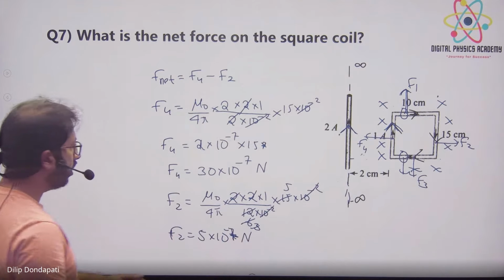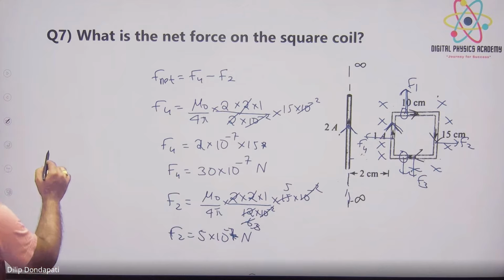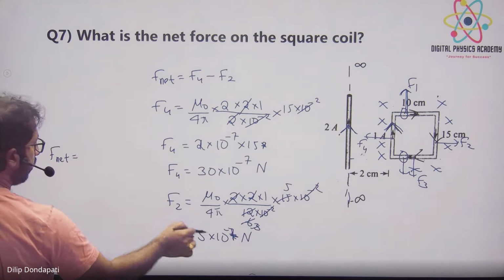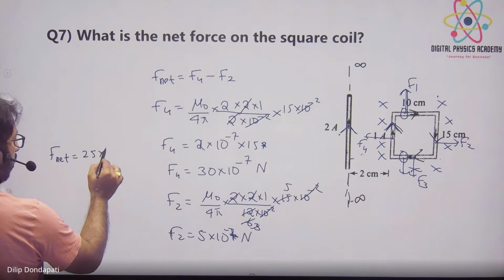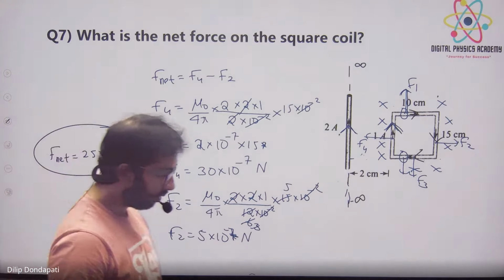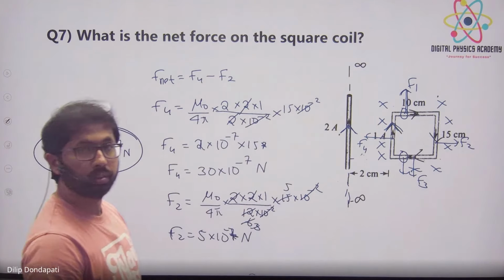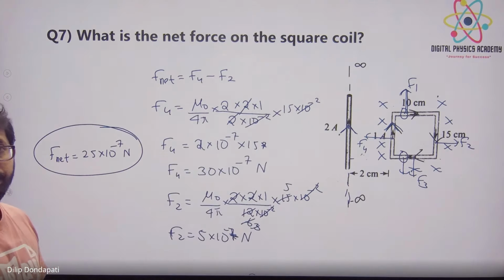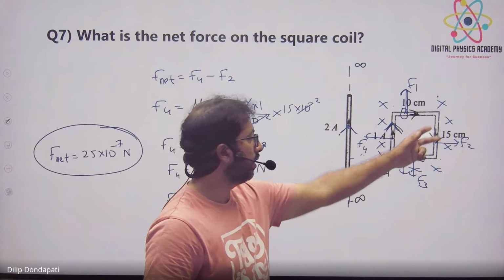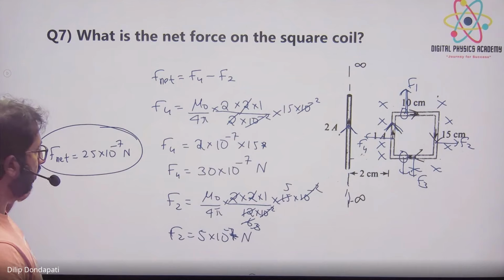Newton. Now separate. This one is this. So net force is 30 minus 5, which is 25 into 10 to the power of minus 7 newtons. Distance maybe you took wrong. 2 plus 10, that is 12 centimeters. I wrote it in a single step, so maybe.